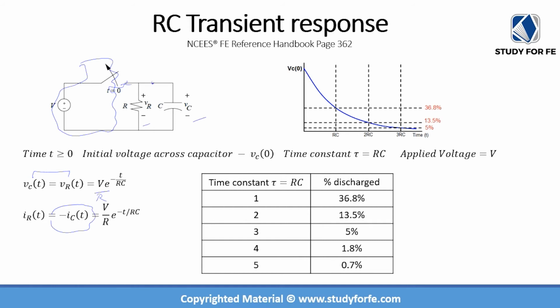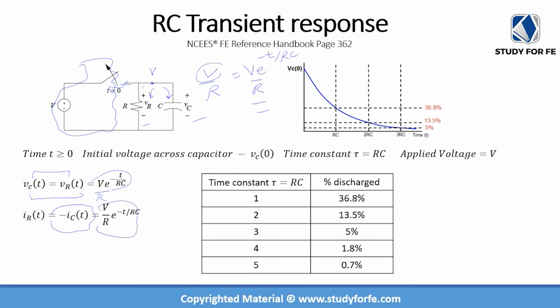Now if I were to write a KCL at this point, we have current passing through the resistor and current passing through the capacitor. So this is V. So V divided by R, and you know that the voltage across the capacitor and the resistor is equal to V times e raised to power minus t divided by RC. So this is equal to V times e raised to power minus t divided by RC, divided by R. So this part is clear.